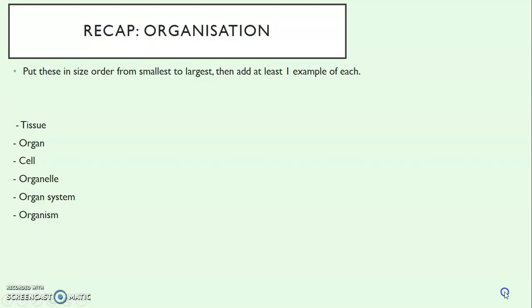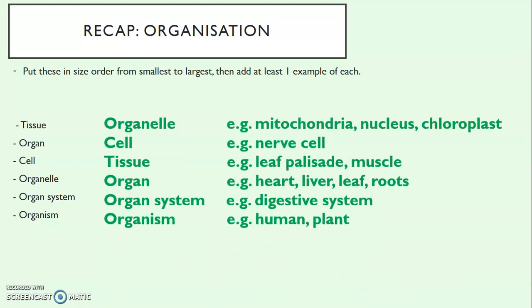So what I'd like you to do is put these in size order from smallest to largest, and then add at least one example of each. So pause the video, pop them in order, put your examples down, and then come back and check your answers. So in terms of the size order, starting with the smallest, we've got organelles. We've then got cell, tissue, organ, organ system, and then organism. I've put down a couple of examples from each one.